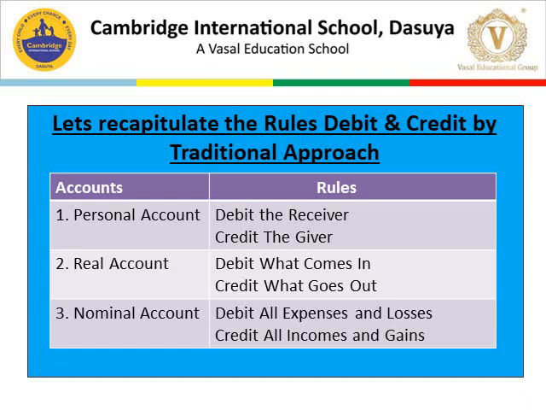Number two, real account. Real account covers all the assets of the firm, whether they are tangible assets, intangible assets, current assets, or fixed assets. The rule for the real account is debit what comes in, credit what goes out. And the third one is nominal account. It covers all the expenses, losses, incomes and gains. The rule for the nominal account is debit all expenses and losses, credit all incomes and gains. This is our traditional approach.